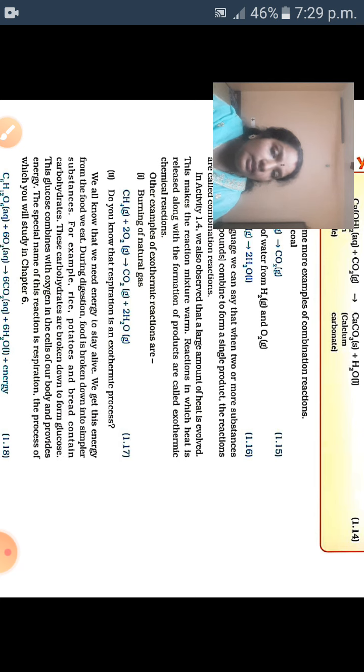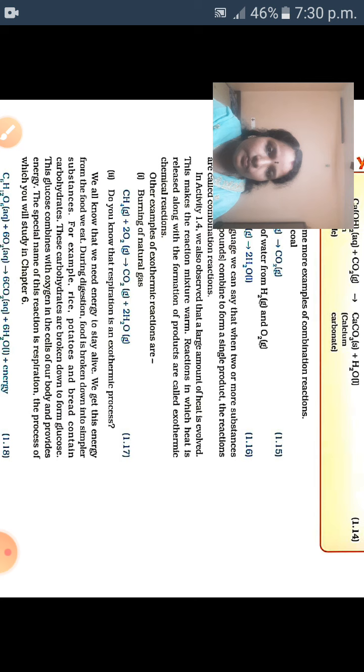Once more, the food we eat is broken down into simpler forms during digestion. For example, rice contains carbohydrates; during digestion these carbohydrates are broken down into glucose. This glucose combines with oxygen present in the cell to release energy. So digestion is an exothermic process.